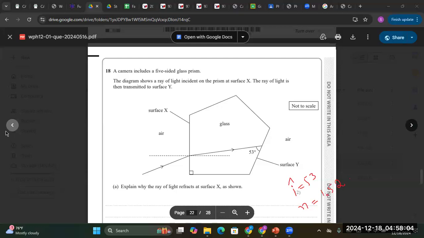You have to figure out if total internal reflection will happen or not. How can you figure that out? What do you think? What is the one thing that you should find to figure out if total internal reflection will happen or not?